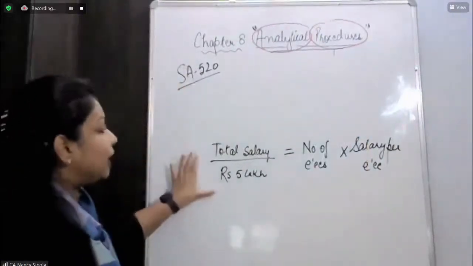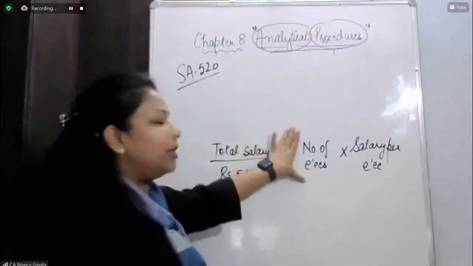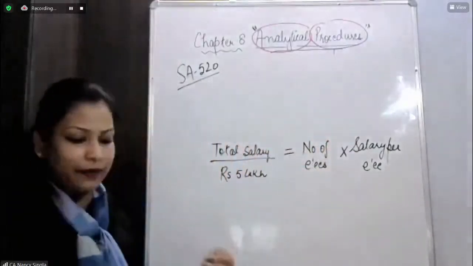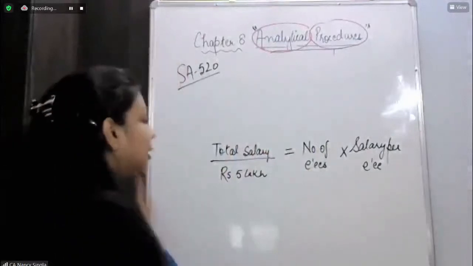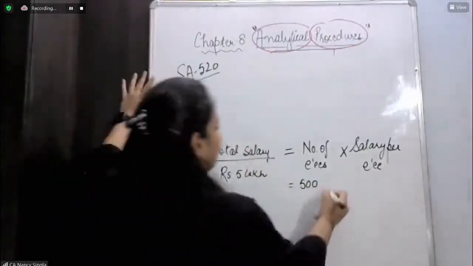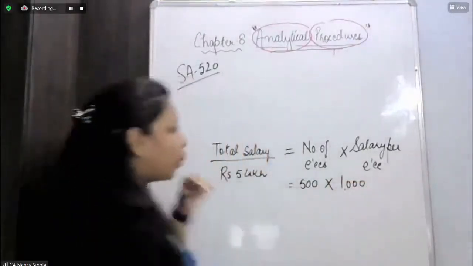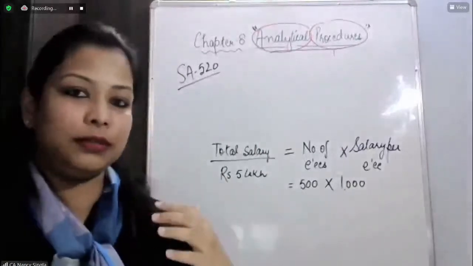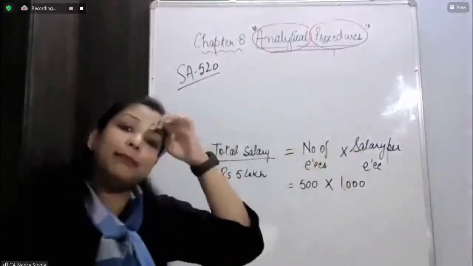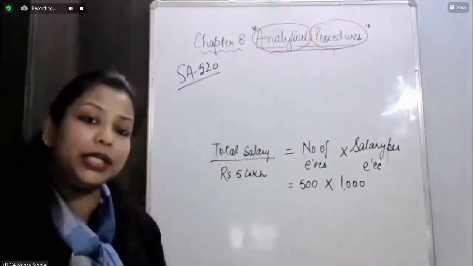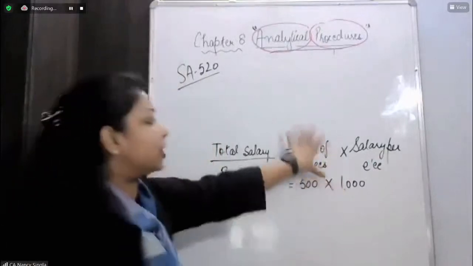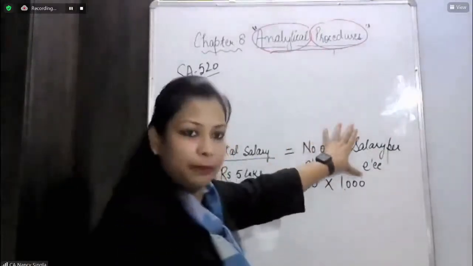Second option is this. I ask the management to provide me with the number of employees and to tell me the salary per employee. Clear? The management said that there are total 500 employees and we are paying 1,000 to each employee, right? Students, why have I asked number of employees and salary per employee? Because as an auditor, I believe that there exists a relationship between number of employees and salary per employee.